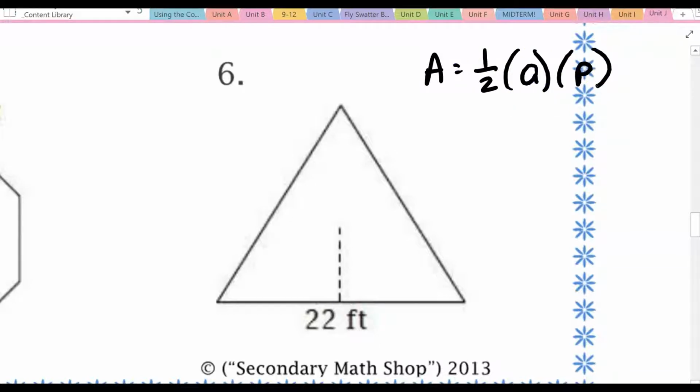The perimeter I can find easily. If that entire bottom side is 22 and this is regular, it means all 3 sides are worth 22, which means if I have 3 sides worth 22, I have a perimeter of 66. So we have 1/2 times the apothem times a perimeter of 66.